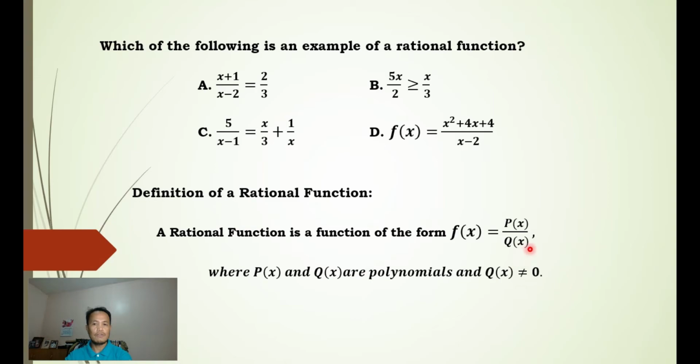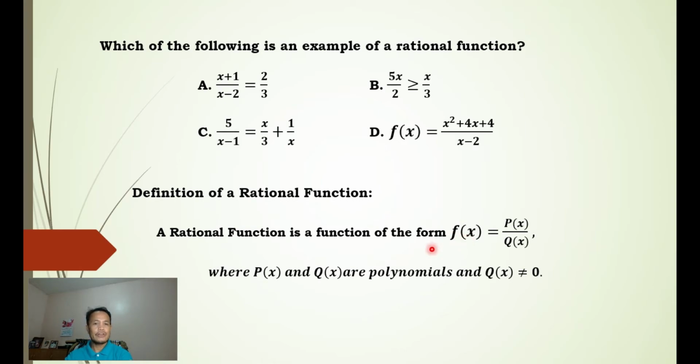So, that q of x, which is in the denominator, its value must not be equal to 0. Why? Because if this will be equal to 0, that will make the whole fraction undefined, or the whole rational function undefined. So meaning, in the fraction, the denominator must not be equal to 0. We also have to take note that in a rational function, f of x is also equal to y. So meaning, we can use y equals p of x over q of x, or we can say f of x equals p of x over q of x. So it can also be replaced by y.